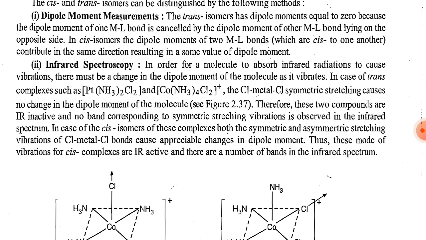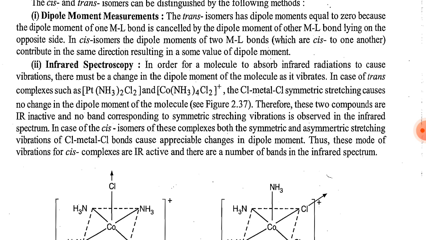So the cis isomer will be IR active, but the trans isomer will not show any symmetric stretching vibration. So there will be no changes in the dipole moment. The dipole moment will remain 0 in the trans isomer, so the trans isomer is IR inactive. That means the trans isomer doesn't show IR activity, but the cis isomer does, because the symmetric and asymmetric stretching make changes in the dipole moment, and that's why the cis isomer will show IR active.